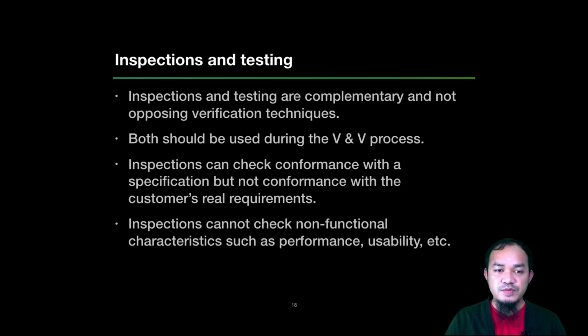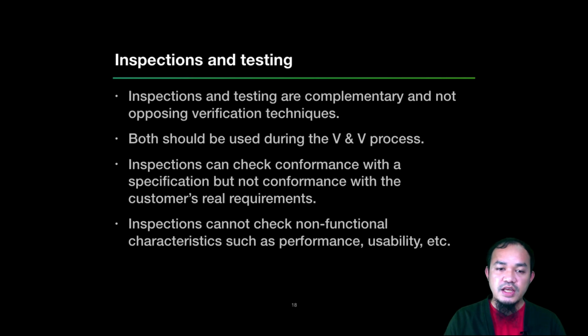Inspection can check conformance with the specification but not conformance with the customer's real requirements. It can check against the requirement specification, but to see the real result we have to compile first. For inspection we do not need to compile or execute the program, but for testing we have to compile first and then test the software. That's why inspection can check conformance but cannot check the customer's real requirements.